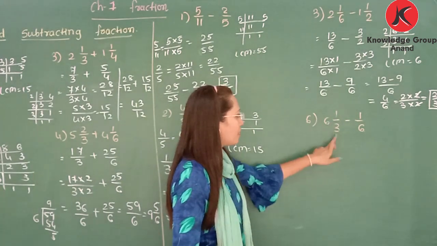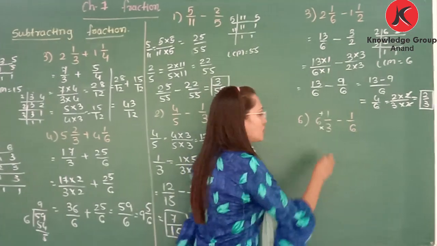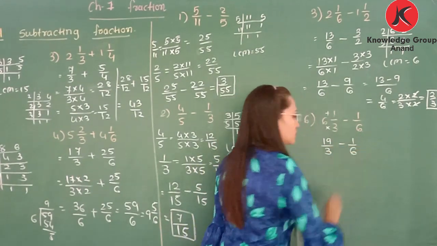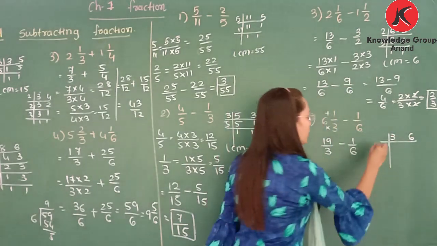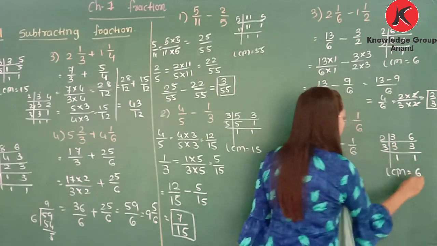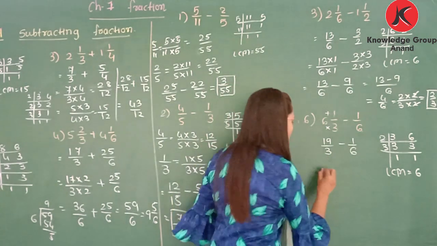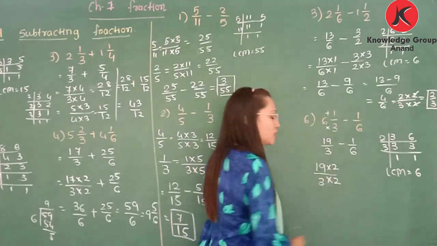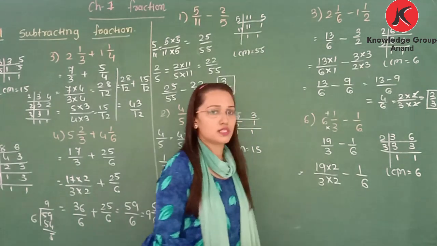Now next 6 1 by 3 minus 1 by 6. So here perform the multiply and addition. 6 3s are 18 plus 1, 19 by 3 minus 1 by 6. Now LCM of 3 and 6. So here 2 3 1. So LCM is 6. So here 19 by 3, to get 6 here 3 is multiplied with 2. So the same number we should multiply in the numerator. 1 by 6 as it is, no need to multiply because already 6 is there.